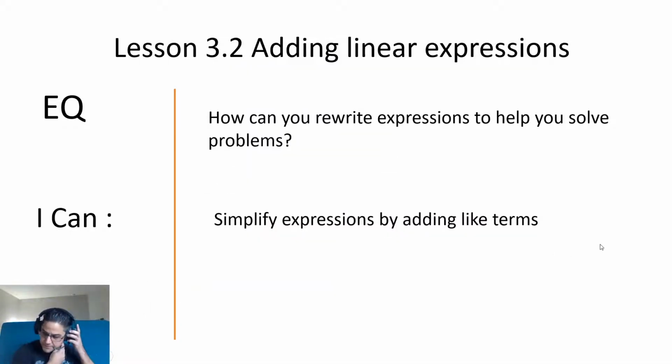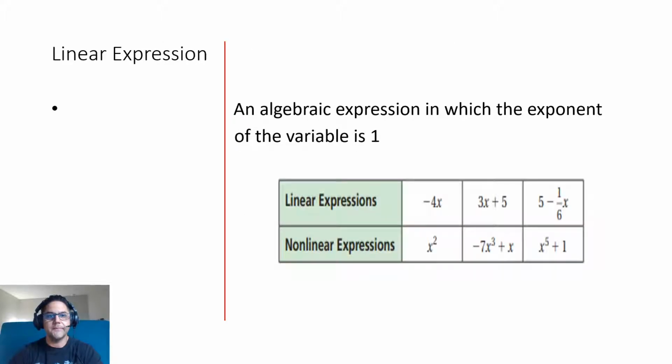All right, ladies and gentlemen, today I'm going to show you an additional method on how to combine like terms. Again, it says lesson 3.2, adding linear expressions. I can simplify expressions by adding like terms. Now, my preference is what I like to call the horizontal method. So again, we're just going to go ahead and list everything out with the boxes or the circles, and then we combine our like terms. But there is an alternative. So I'll actually show you both ways again.